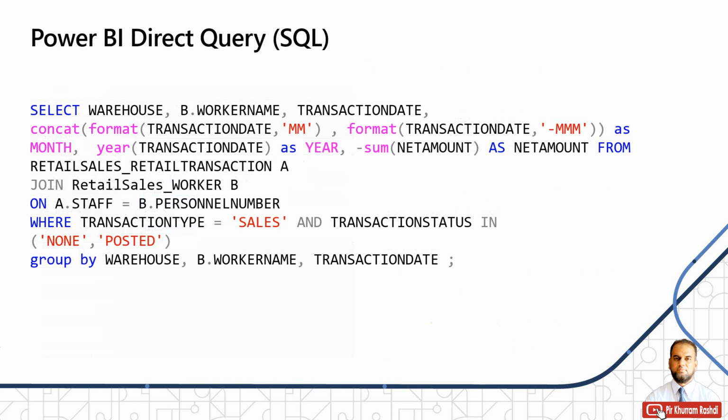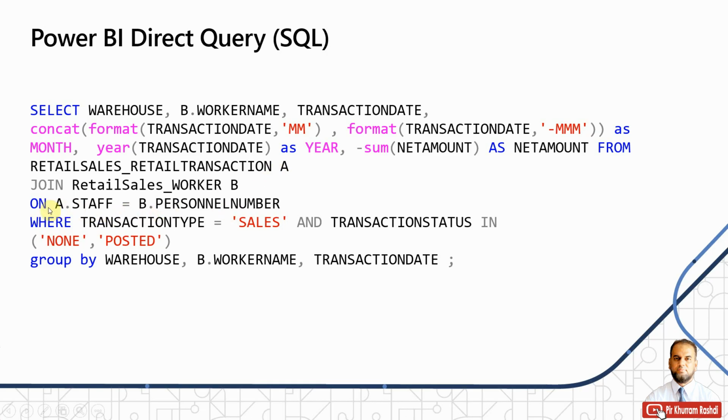Okay, this is one of the sample queries which we will be targeting or using while developing our Power BI reports. As you can see in the query, there is a single join, and there are two tables. One is the retail transaction table, and the other one is the retail sales worker table. One is given alias A and the other B, and then I have joined on the key values, which are staff in table A and personal number in table B.